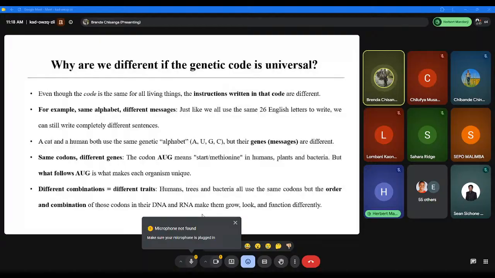You can think of it the same way. We only have 4 letters in the genetic code, but how these letters are combined can give us different information. How these codons are placed can give us different information.